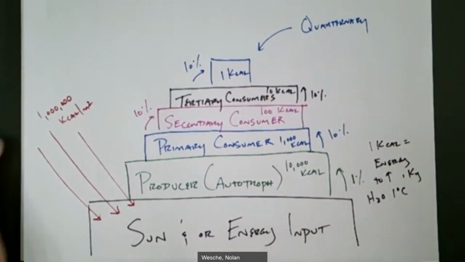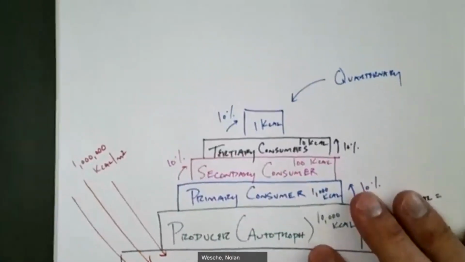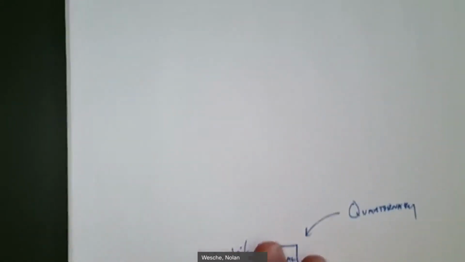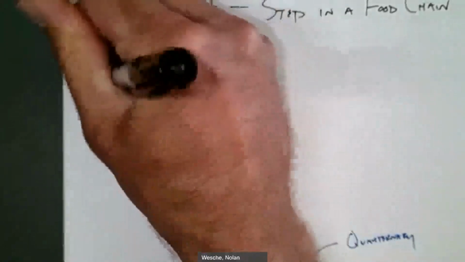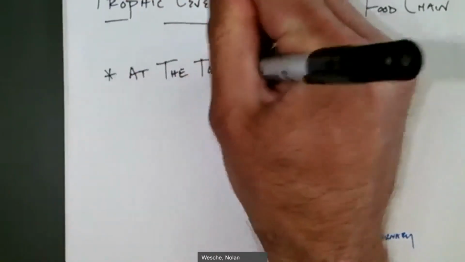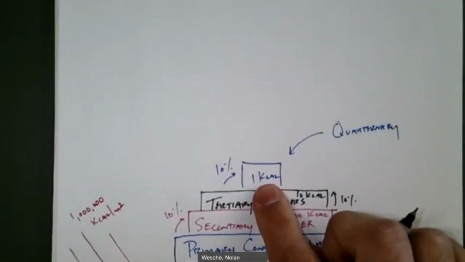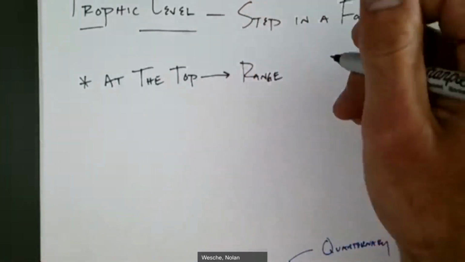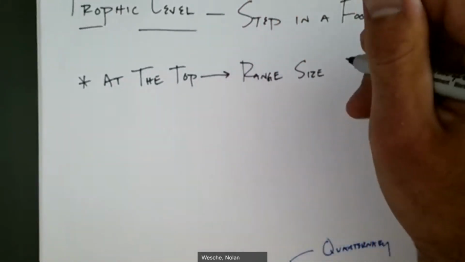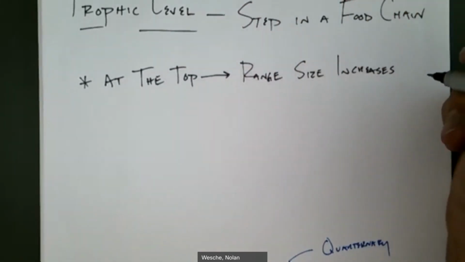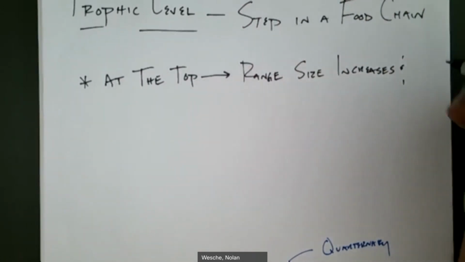So what does this mean? It means, well, a couple things. We'll say at the top of this energy pyramid, because there's only 1 kcal left in a square meter, whatever organisms are occupying that feeding step, that range size has to be really large, right? It's got to cover a lot of square meters to meet its nutritional needs, because per square meter, there's only 1 kcal of energy available, and their nutritional needs are going to be greater than that likely.